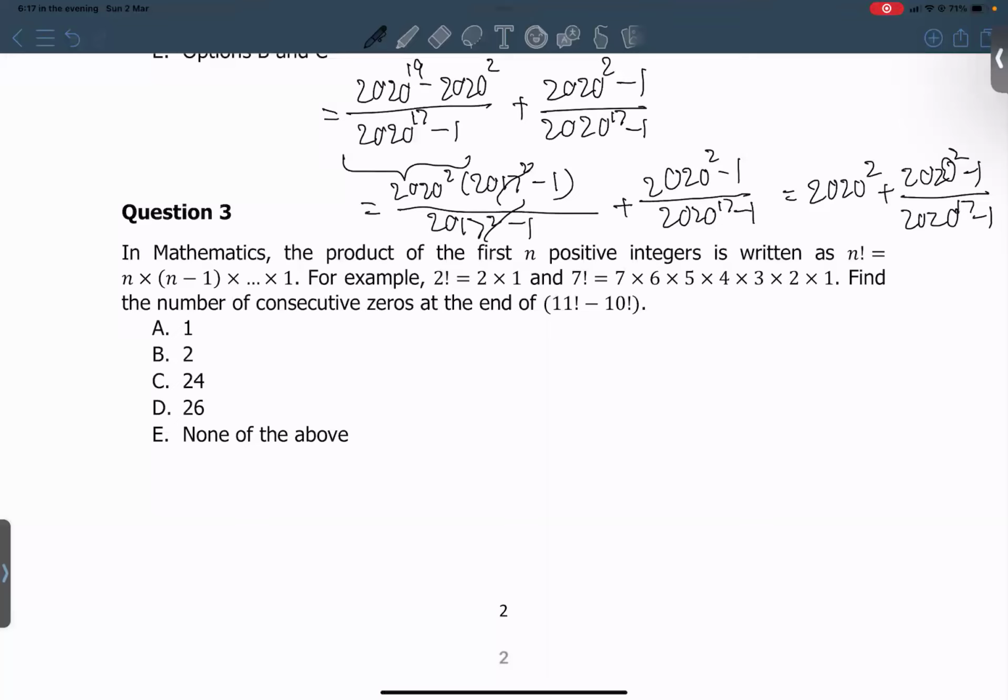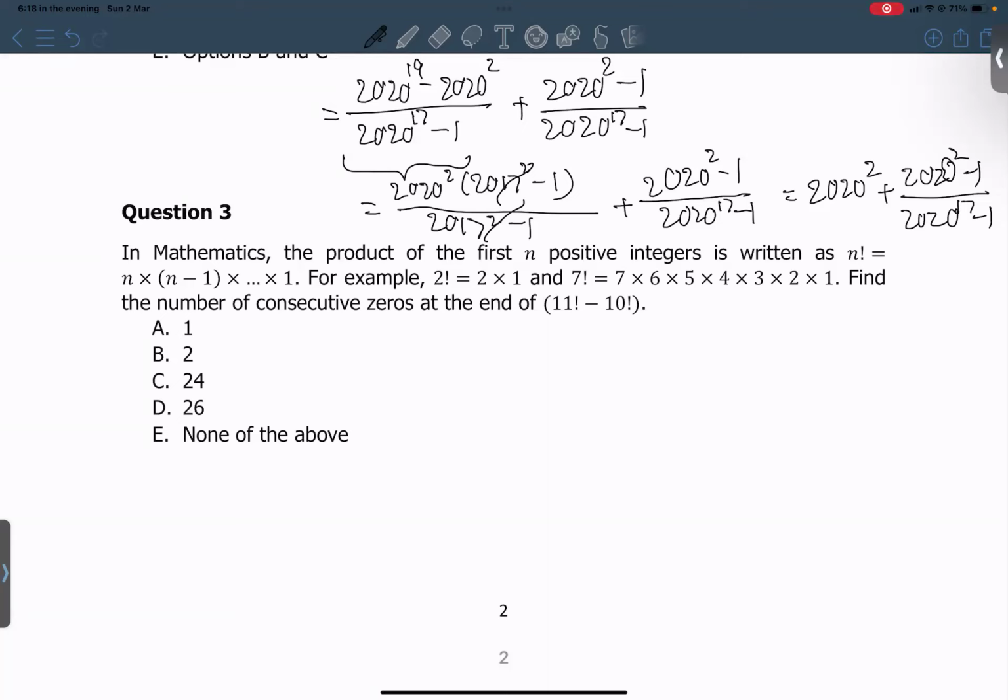In mathematics, the product of the first n positive integers is written as n factorial equals n times n minus 1 all the way till 1. For example, 2 factorial is equal to 2 times 1, and 7 factorial is equal to 7 times 6 times 5 all the way till 1. Find the number of consecutive zeros at the end of 11 factorial minus 10 factorial.